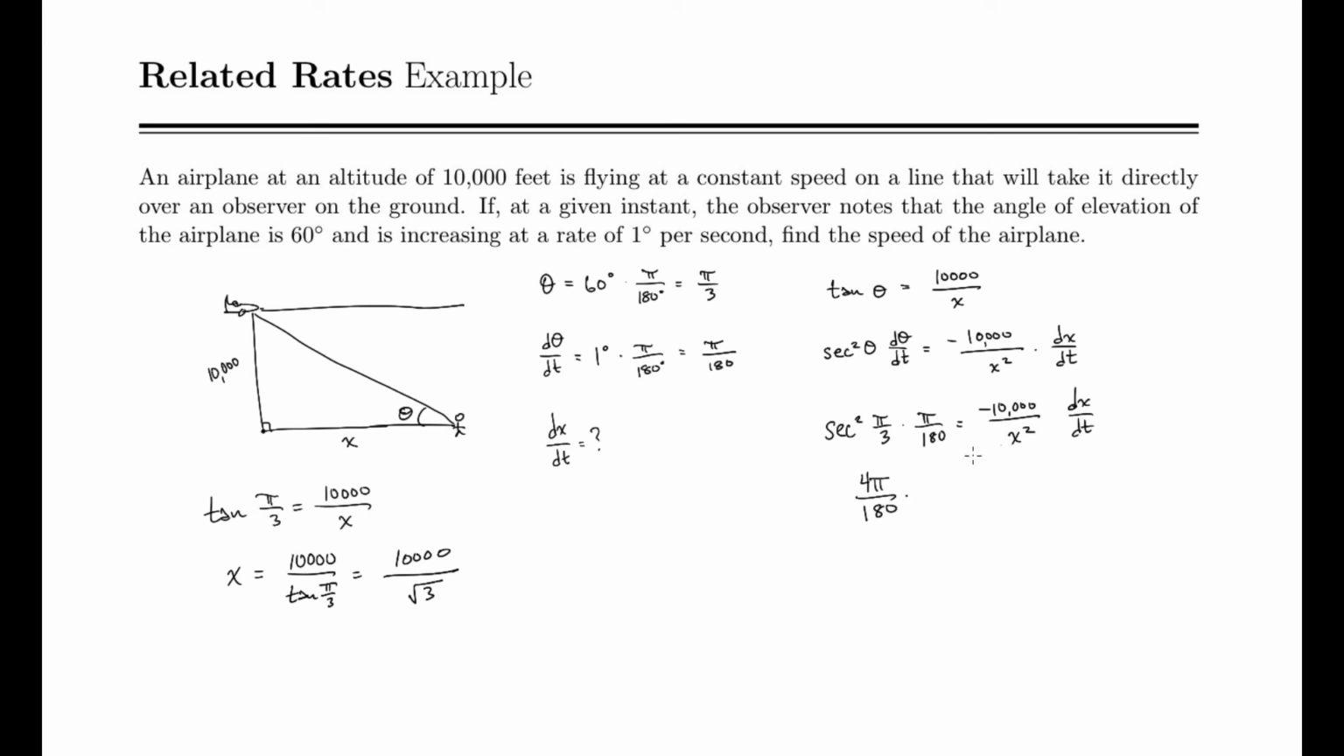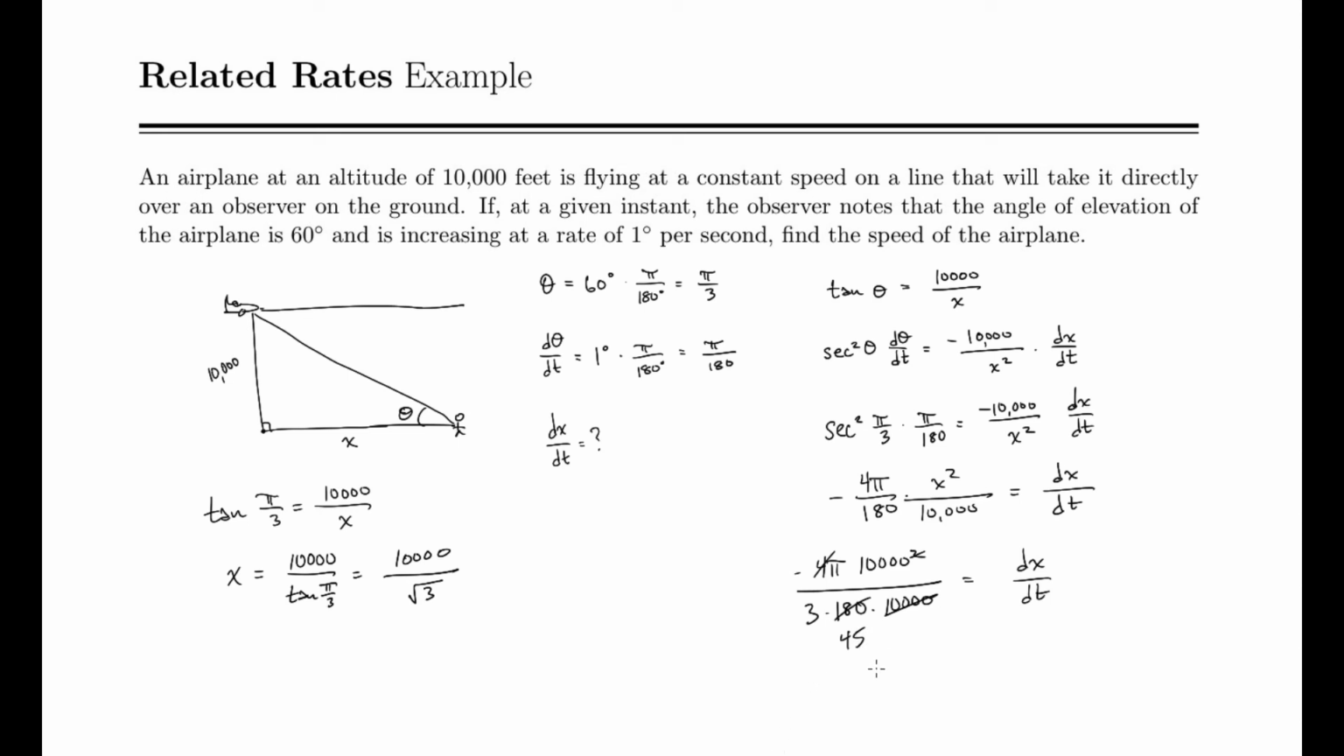We can multiply by x squared over negative 10,000 to get our dx dt. And we can go ahead and plug in the x that we have. So we've got negative 4 pi times 10,000 squared over square root of 3 squared, which is just 3. And then we've got the 180 and the 10,000. And all kinds of stuff simplifies here. So one of the 10,000s will cancel. 4 over 180 is 1 over 45.